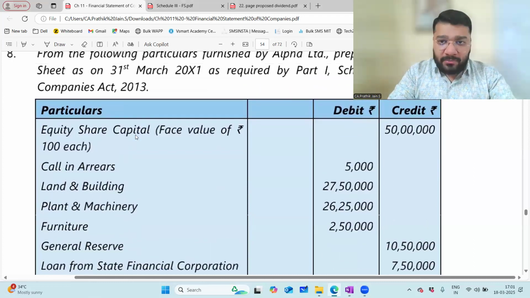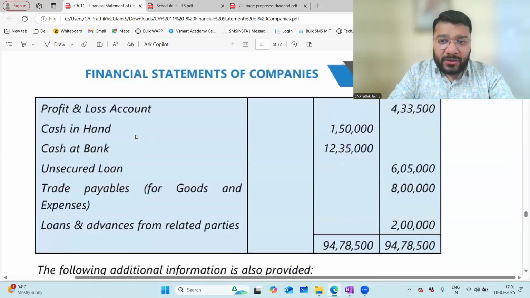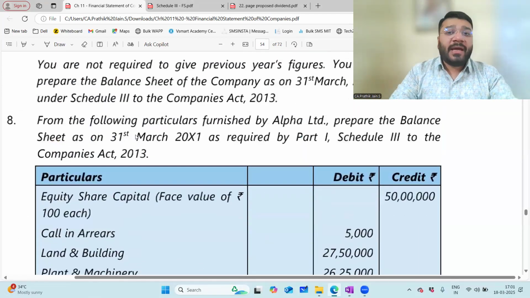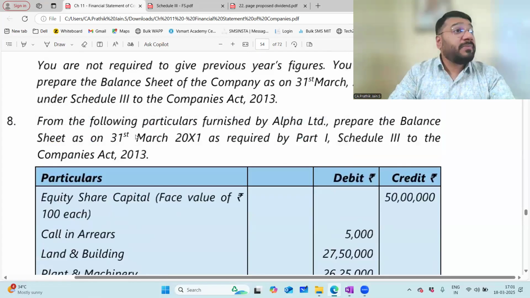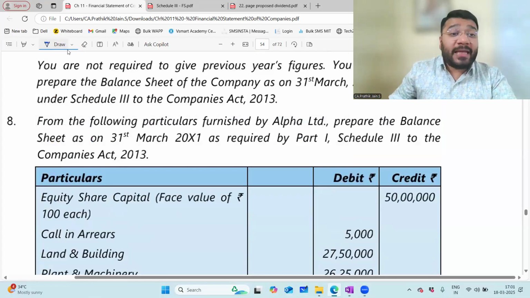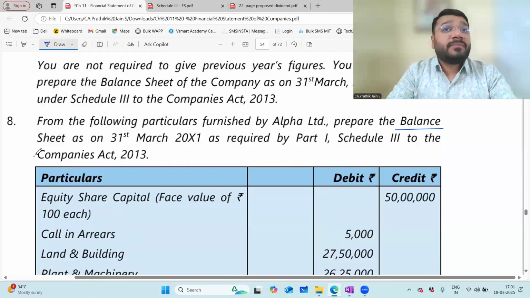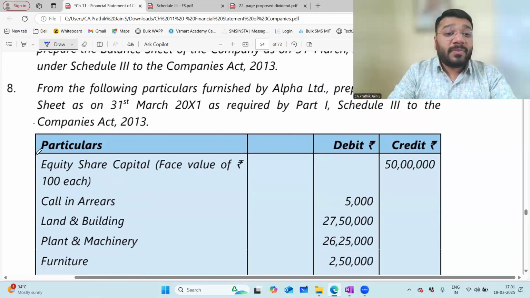We have a particulars column, debit and credit columns, and we have the total of debit and credit. So this is a trial balance. Wonderful. And they are asking you to prepare the balance sheet. Look at the language. They want you to prepare the balance sheet. They didn't ask you to prepare the entire financial statement. So what do you think? Is the P&L prepared or not prepared?